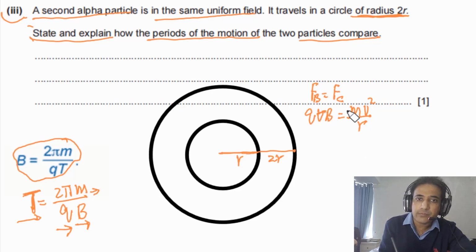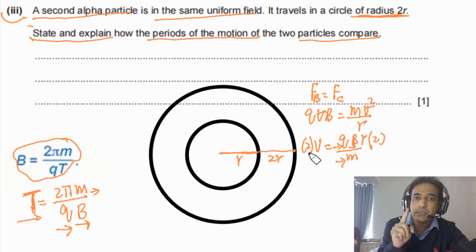So in this case this v we can cancel with this v, so we are left with v, that will be equal to QB times r divided by m. So in this case m is the same, q is the same, b is the same. So if r is double, how about the speed? Speed also will be double.